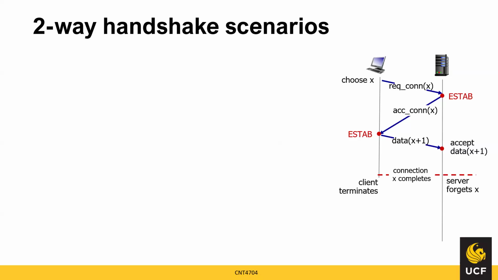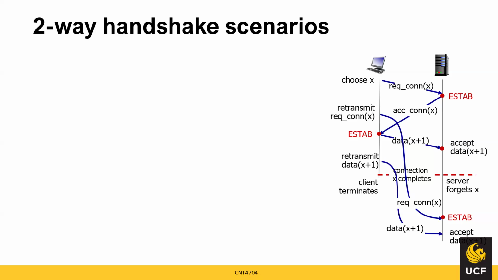So let's take a look at another issue that can happen with a two-way handshake. The client starts as usual, sends a connection request with a sequence number, and the server acknowledges, and both sides enter the established states. The client sends some data, and everything looks fine. But here we suppose the client didn't get an acknowledgement. Maybe it was lost, so it retransmits the request again. Then, not hearing back, the client would also retransmit the data.